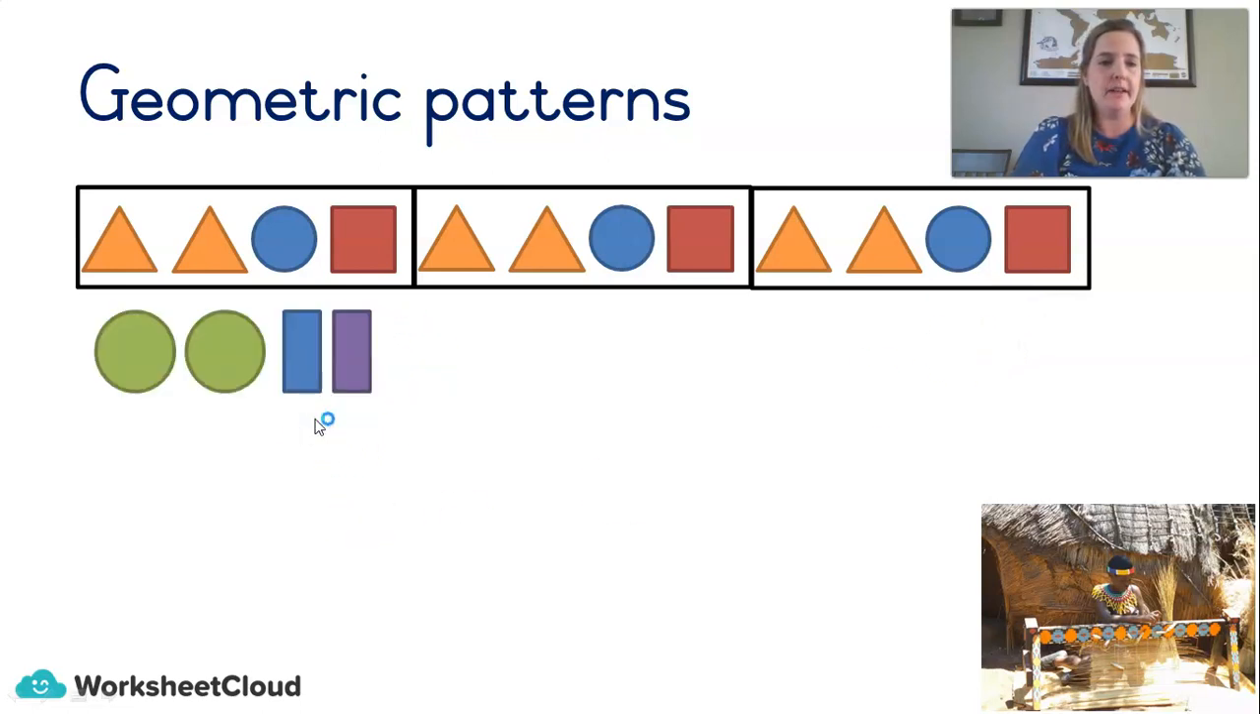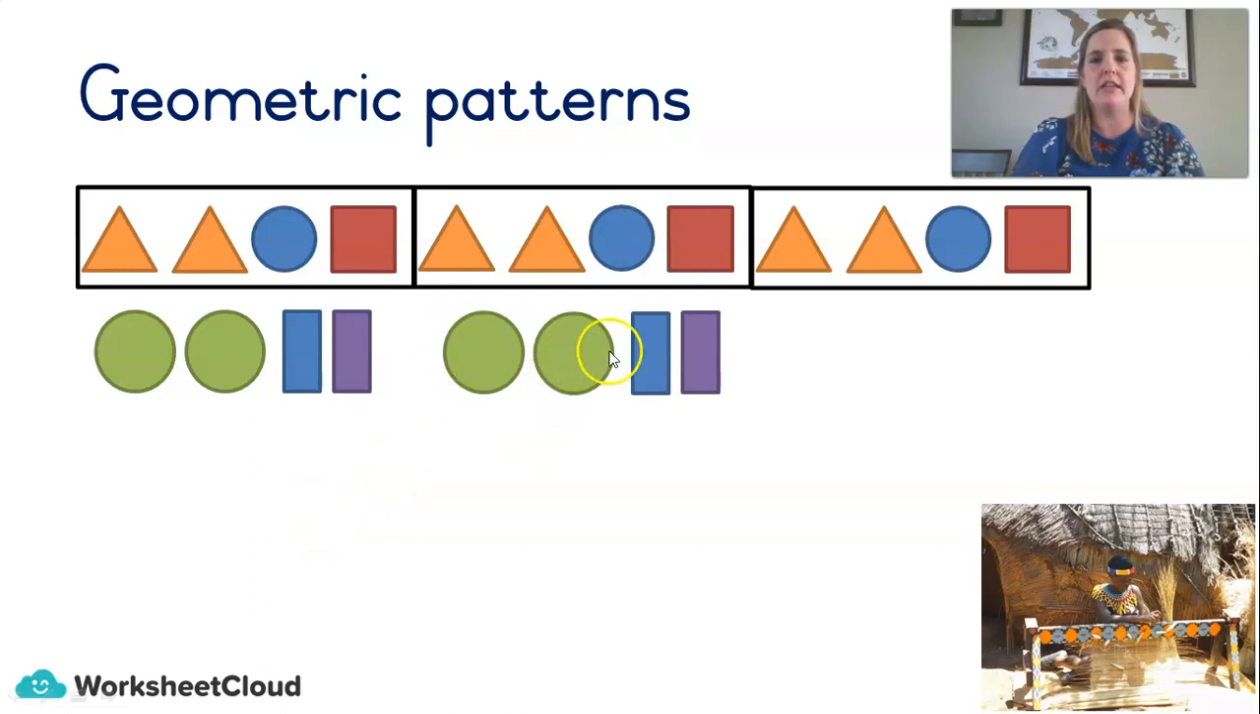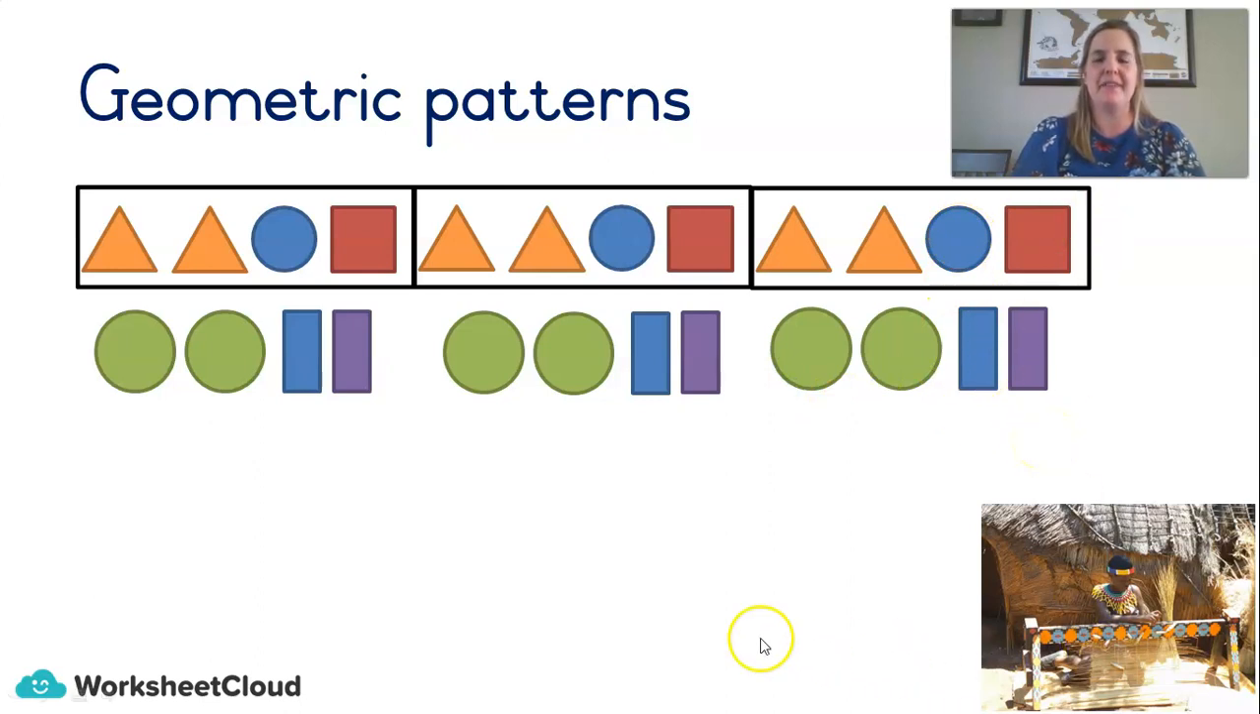Let's try another one. Can you see the pattern? Well, we haven't started using it as a pattern yet, but this is the first one. Green circle, blue rectangle, purple rectangle. Let's repeat that. Green, blue, purple. What should come next? That's right, a green circle. Green circle, blue rectangle, purple rectangle. Okay, that's a geometric pattern and we've managed to repeat it. Good job.